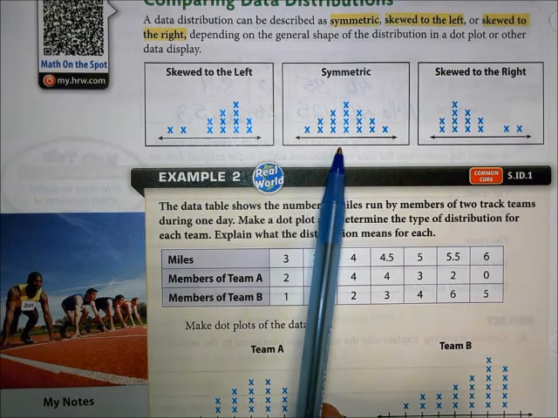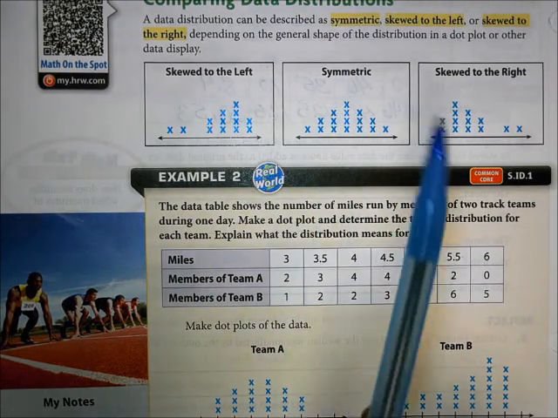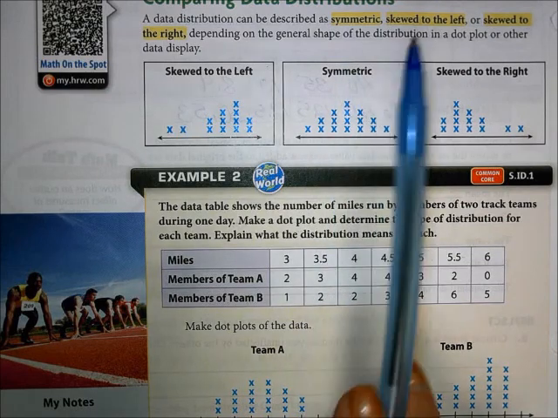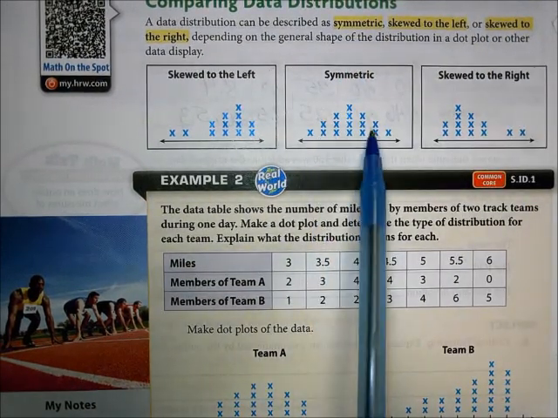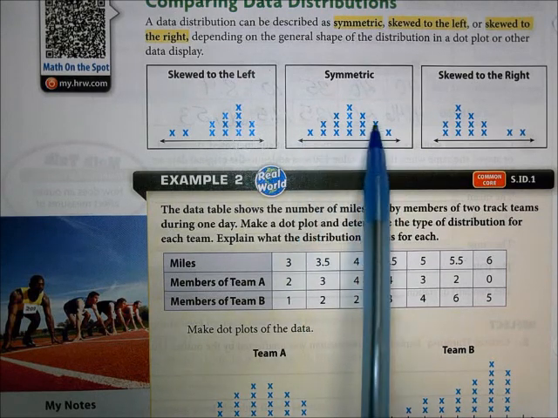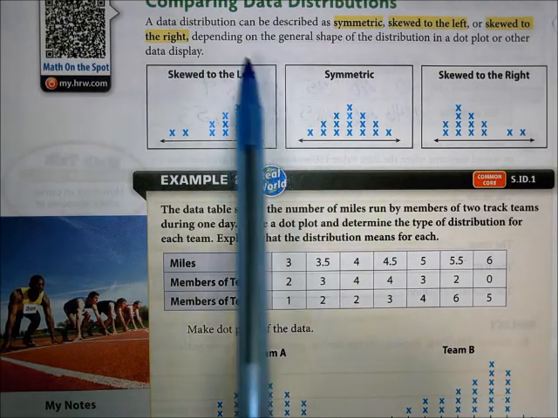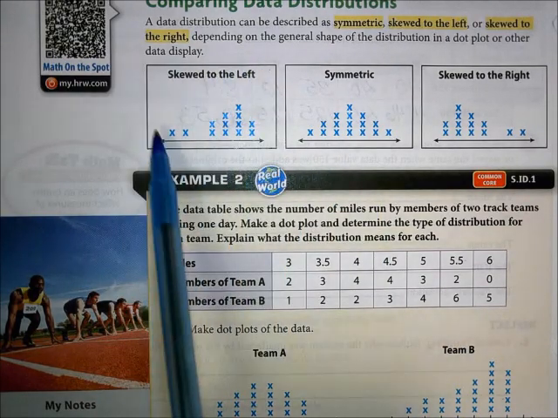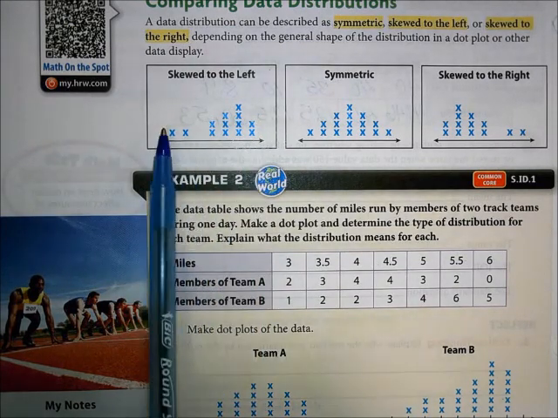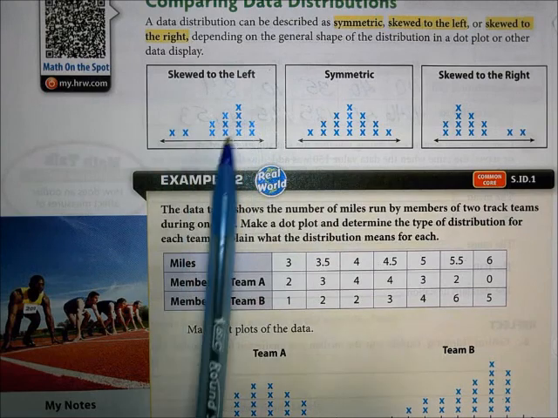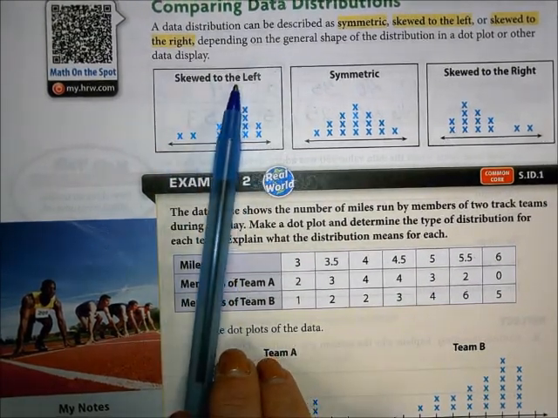Symmetrical means that you can divide it in the middle and you could fold it in half and the two halves would match exactly. So if you imagine taking this and folding it in half, all of the dot plot or frequency x's would match on both sides. Now, the one on this left-hand side is an example of when the data is skewed to the left. If you look, there's a lot more frequency on the right-hand side of the dot plot, and that is called being skewed to the left.